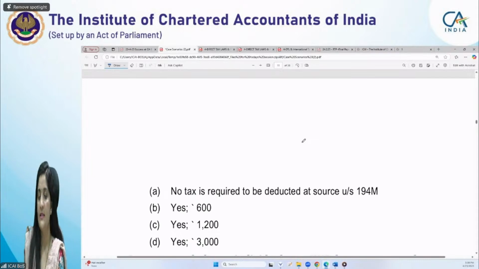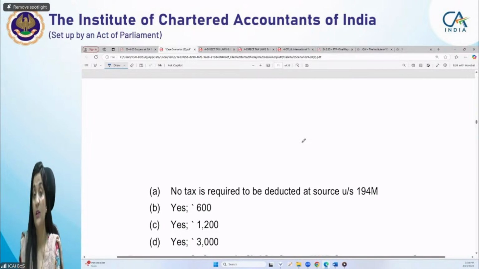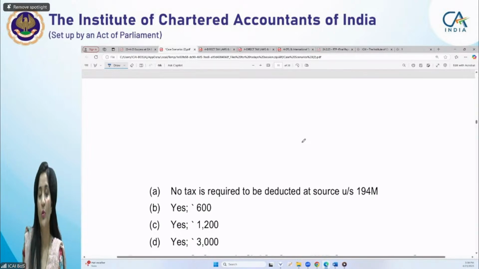Right? These are very simple provisions, but definitely you have to remember the rates. Threshold limits you have to remember. There is no other option. You have to remember the threshold limits. You have to remember the rates and everything to answer these questions. So it's a very simple question.